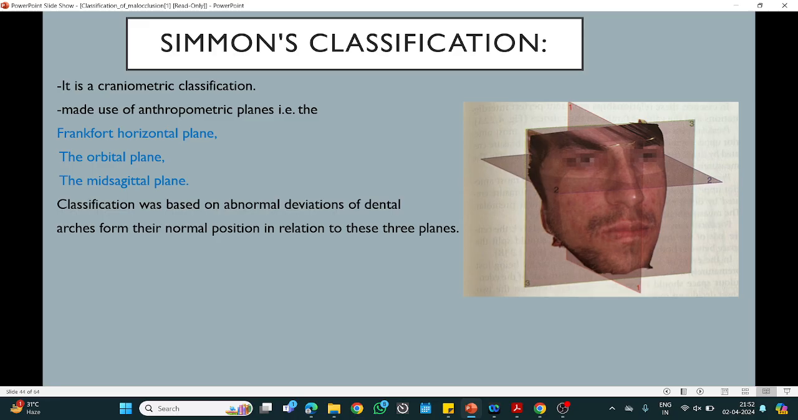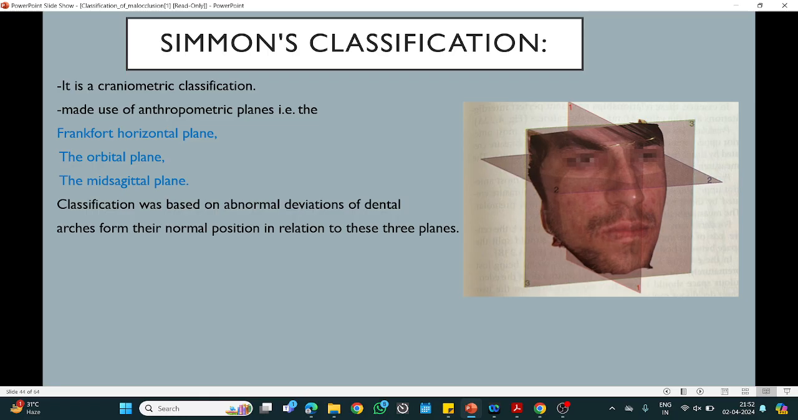Then what is Simon's classification? It is a craniometric classification which is based on anthropometric planes, that is the Frankfurt horizontal plane, the orbital plane and the mid-sagittal plane. These three planes are used as a reference in case of Simon's classification.